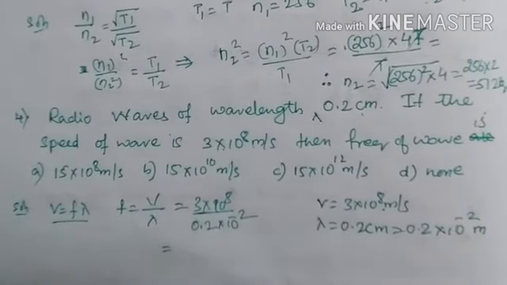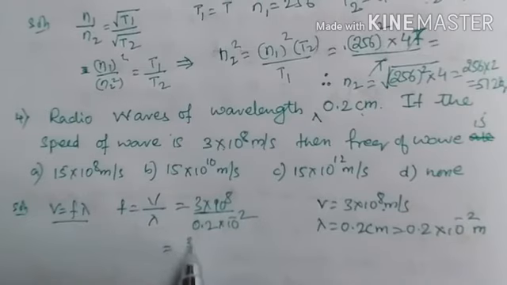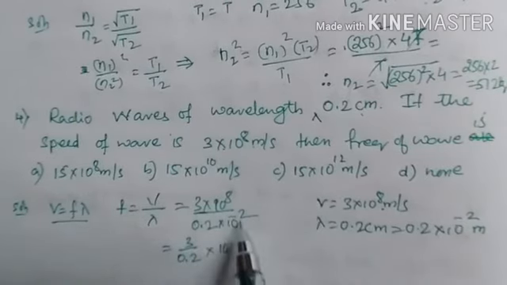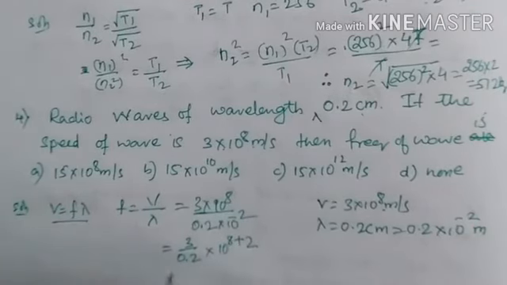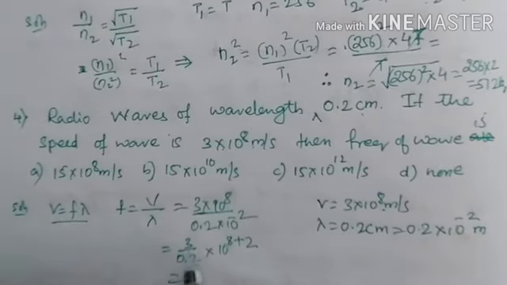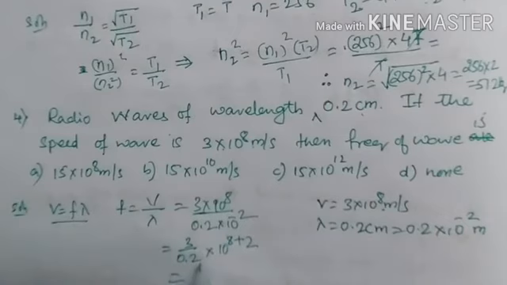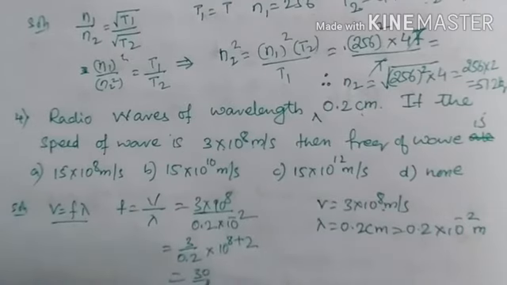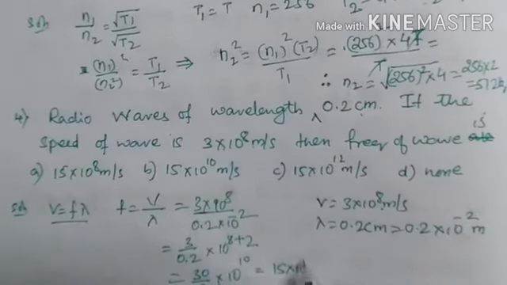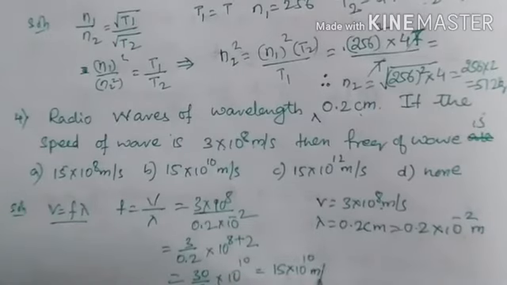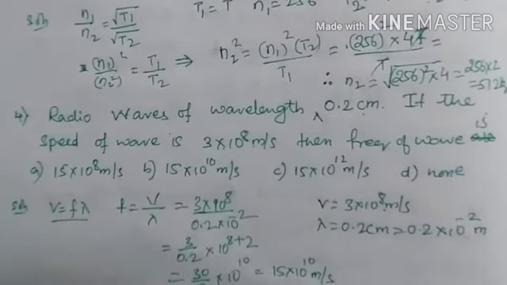So 3 divided by 0.2 separately you do. 3 into 10 raised to 8, this minus 2 is there, it will go on top and become plus 2, so 8 plus 2. So 3 divided by 0.2, you can do it by multiplying by 10 and dividing by 10, it becomes 30 by 2 into 10 raised to 10. So 2 15s are 30. 15 into 10 raised to 10 meters per second should be our answer.